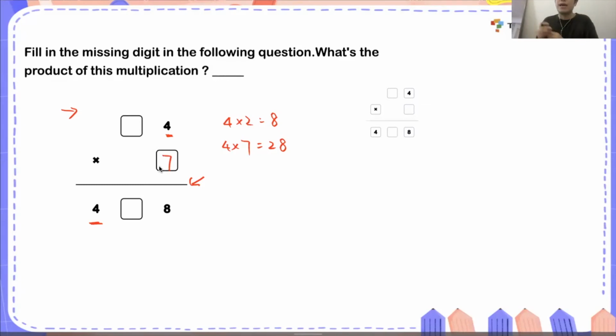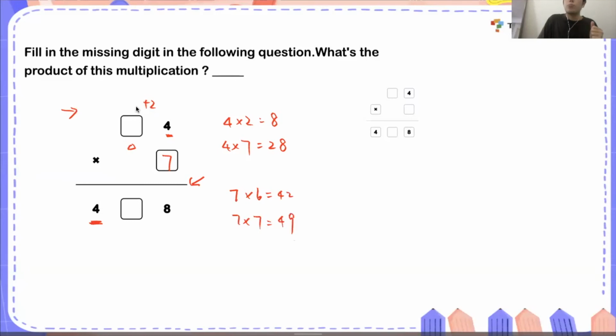another multiplier, right? So 4 times 7, we have 28. So that means we need to carry 2 on the next digit. And how about this digit? This digit times 7, we should have a result starting with 4. We have 2 options, right? 7 times 6, that is 42. 7 times 7, that is 49.